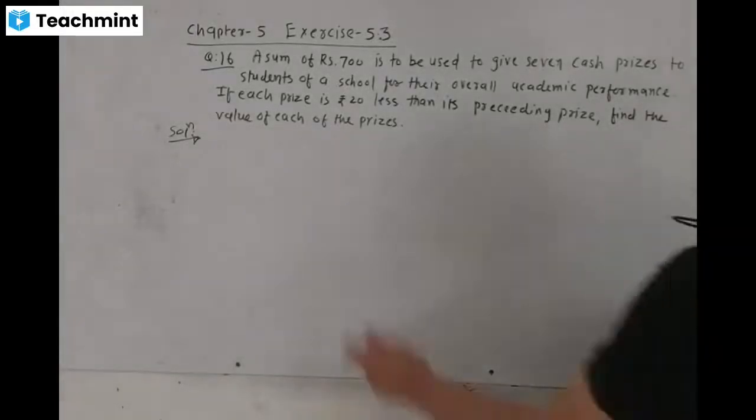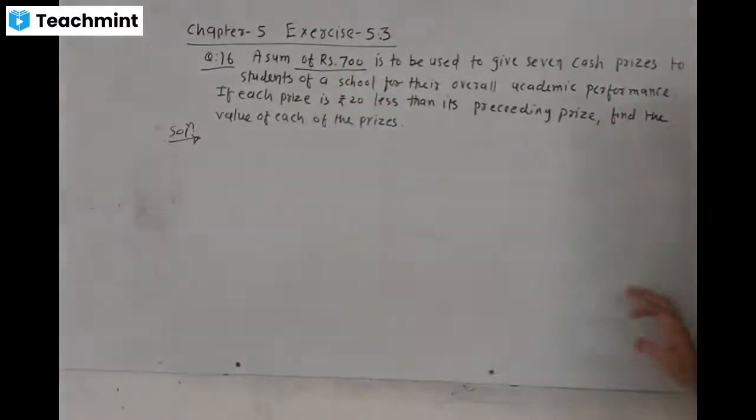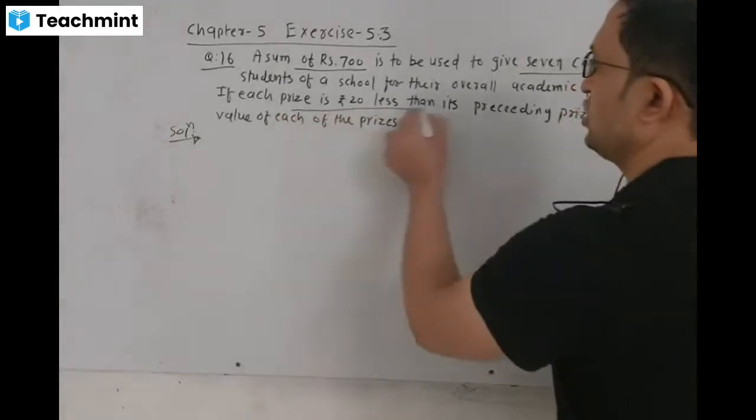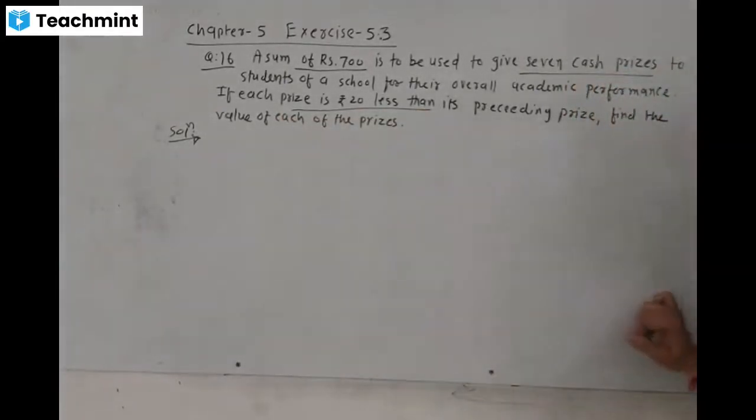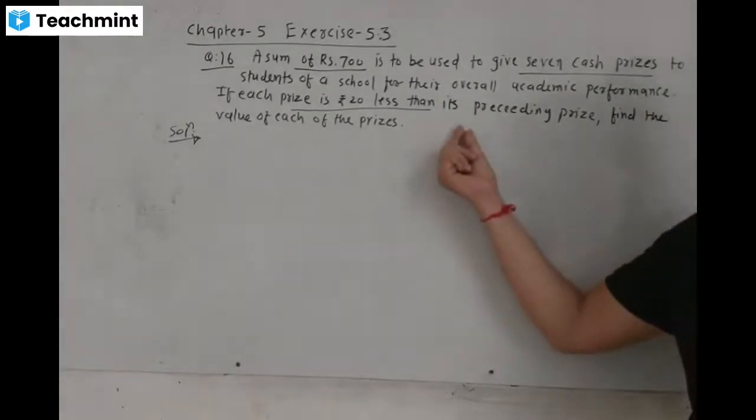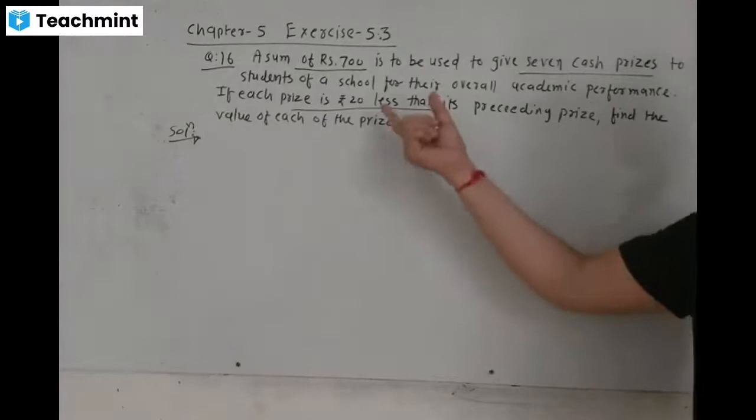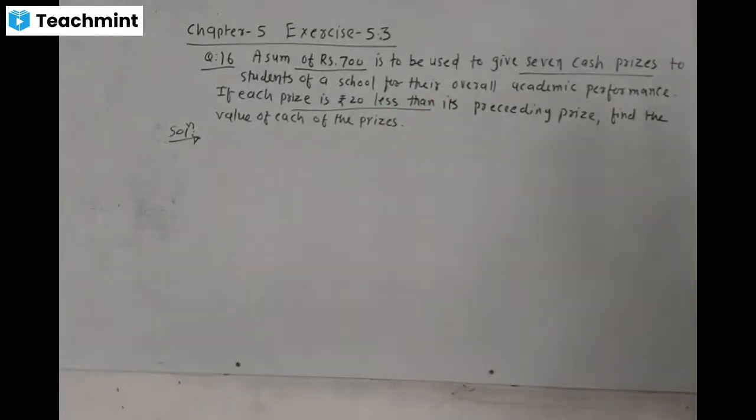A sum of rupees 700 is to be used to give seven cash prizes, therefore n is equal to 7, to students of a school for their overall academic performance. If each prize is rupees 20 less than its preceding prize, that is, the difference between the first and second prize, and second and third prize, is rupees 20, find the value of each of the prizes.